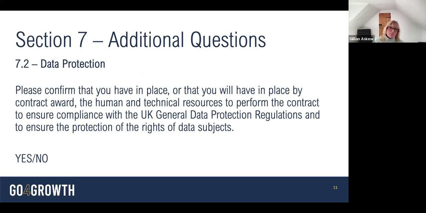There is 7.2, which is data protection. So this is the wording that's in the SSQ as it stands. So please confirm that you have in place or will have in place by contract award the human and technical resources to perform the contract to ensure compliance to UK GDPR, the General Data Protection Regulations, and to ensure the protection of rights of the data subjects. It's usually a yes or no question.